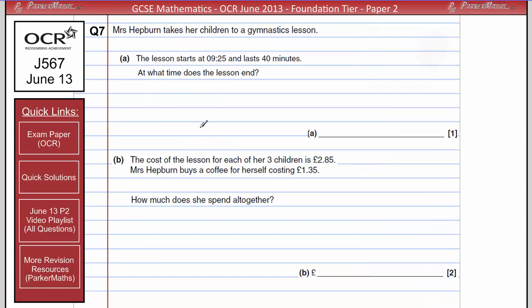Question 7. Mrs Hepburn takes her children to a gymnastics lesson. In part A, it says the lesson starts at 9:25 and lasts 40 minutes. At what time does the lesson end?